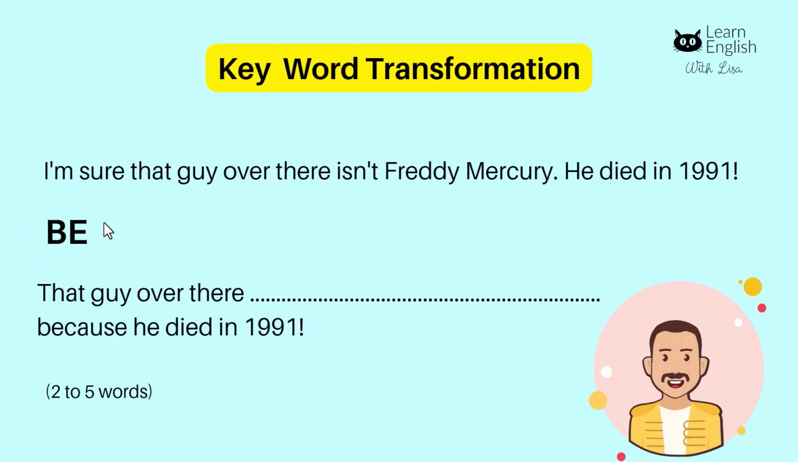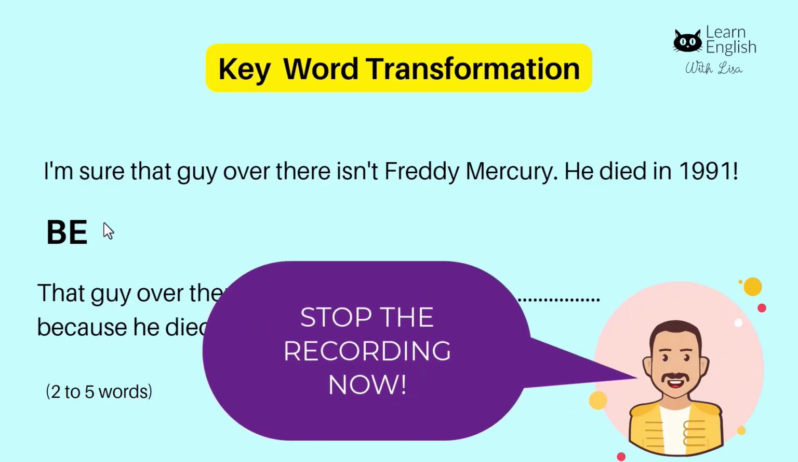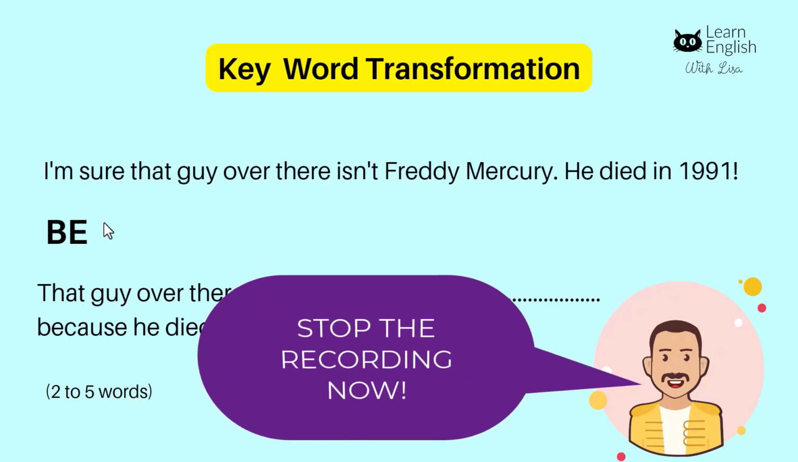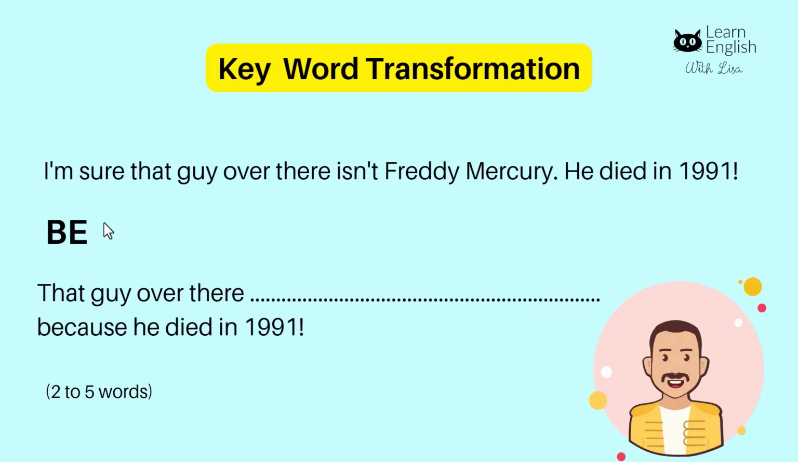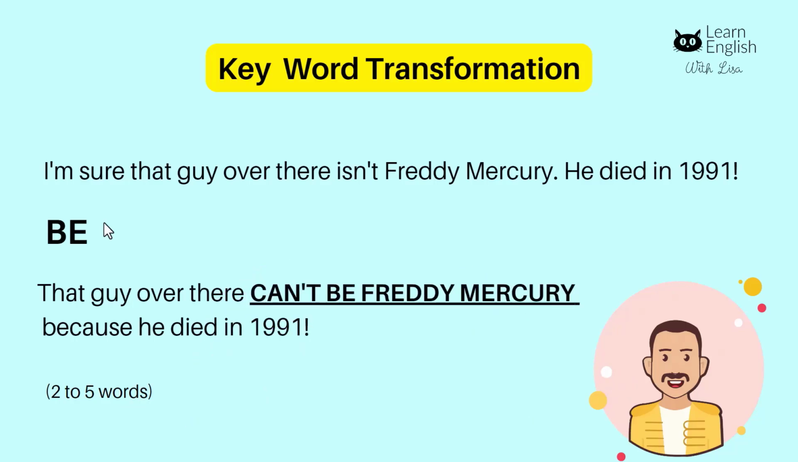Now, grab a pen and some paper, stop the recording, and complete the second sentence so that it has the same meaning as the first one. And the answer is, that guy over there can't be Freddie Mercury because he died in 1991. Why is this the correct answer? Because the given sentence says, I'm sure of something which is expressed with a negative verb. So I'm sure that something is impossible.